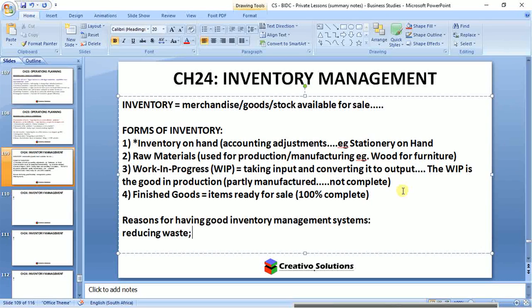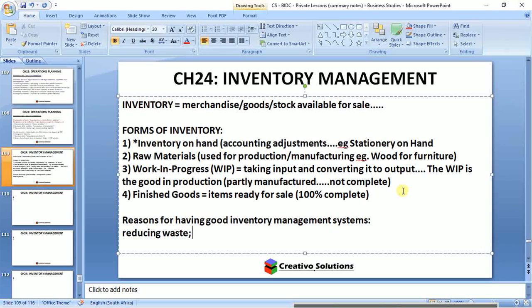So wastage could be, let's say I'm transporting glass, wine glasses. Very delicate. If those wine glasses break or crack or get destroyed, problem. Do you agree? That's a reason for having good inventory management systems: reduce the wastage. I can't have all these glasses moving in the car and then they all break. And now we've got nothing. We've wasted that.